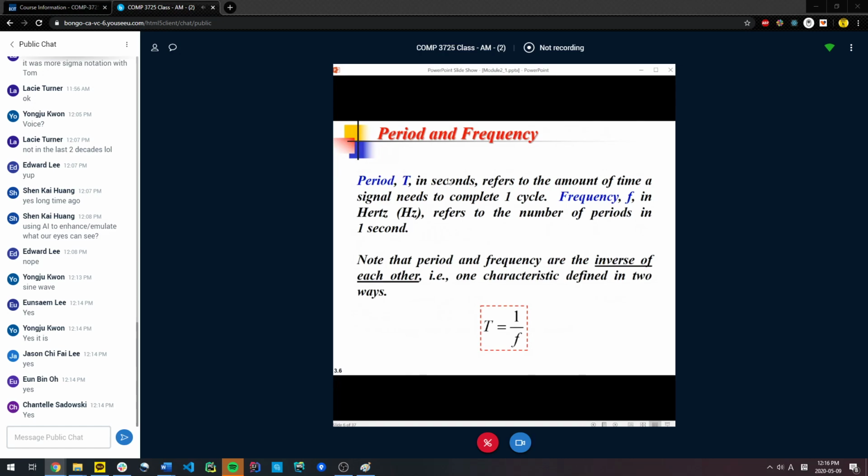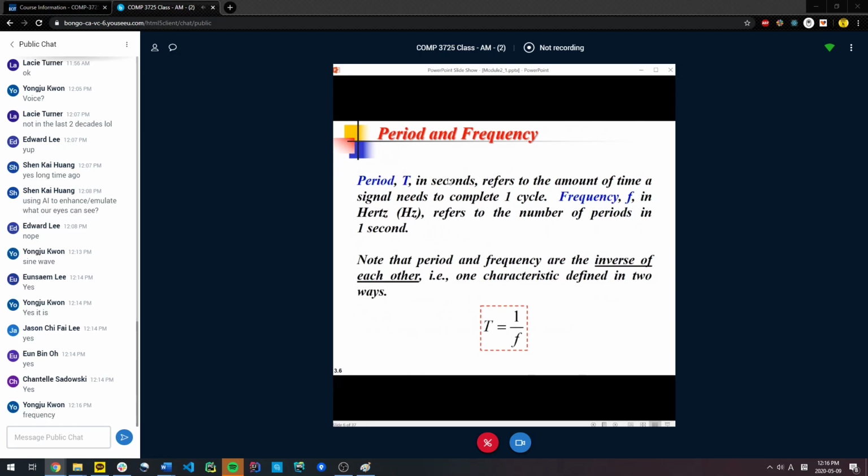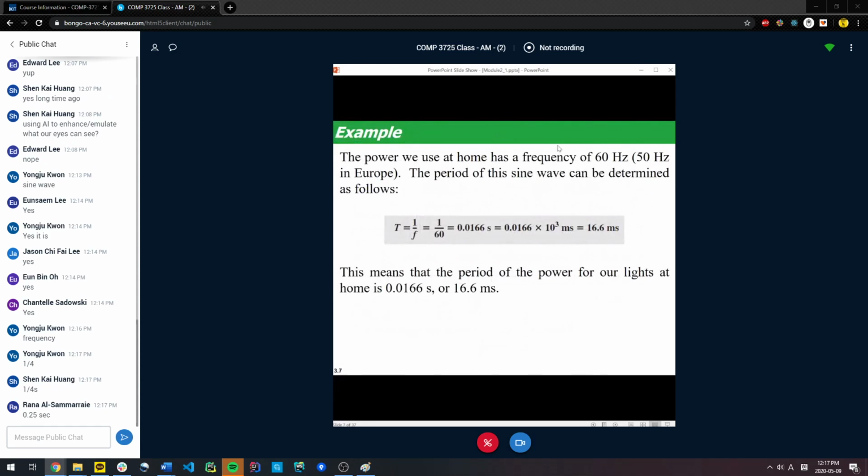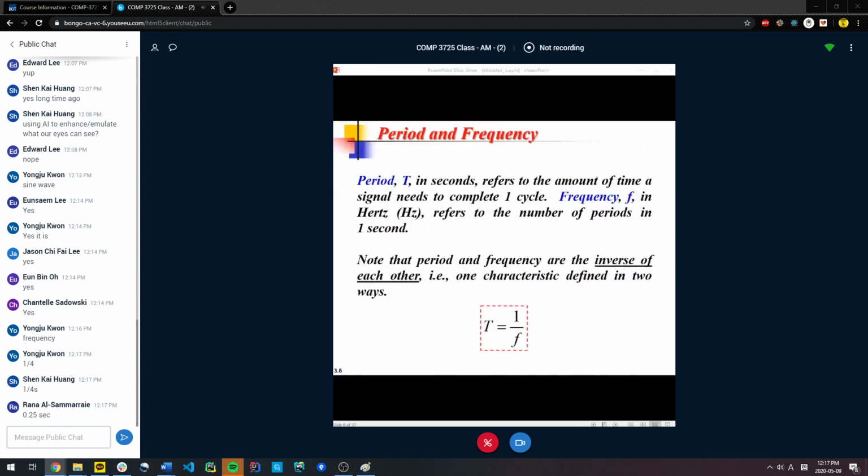I'll give another example. I want you to be aware of this: if I take 4 steps every second, is that frequency or is that period? Exactly, frequency. The period for me to complete one step is exactly 1/4 second. Is that clear? Throughout the course, I'm going to use these terms interchangeably.